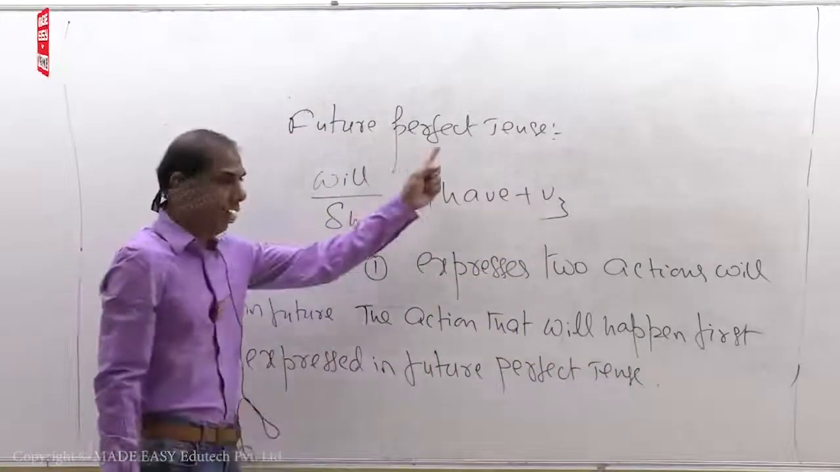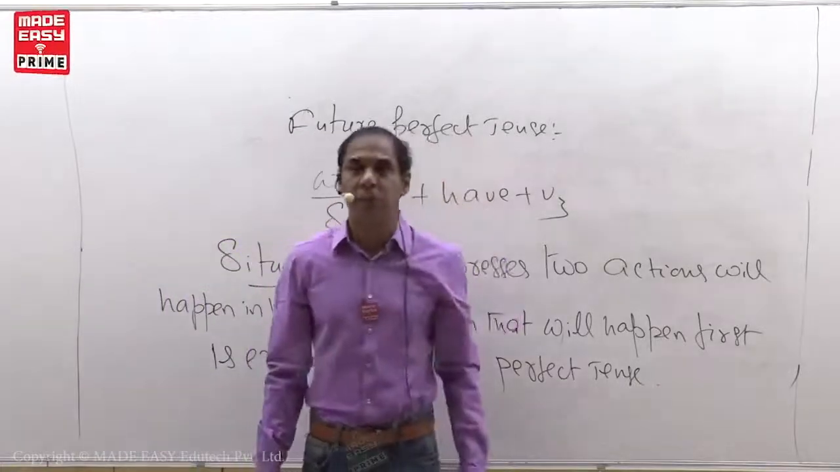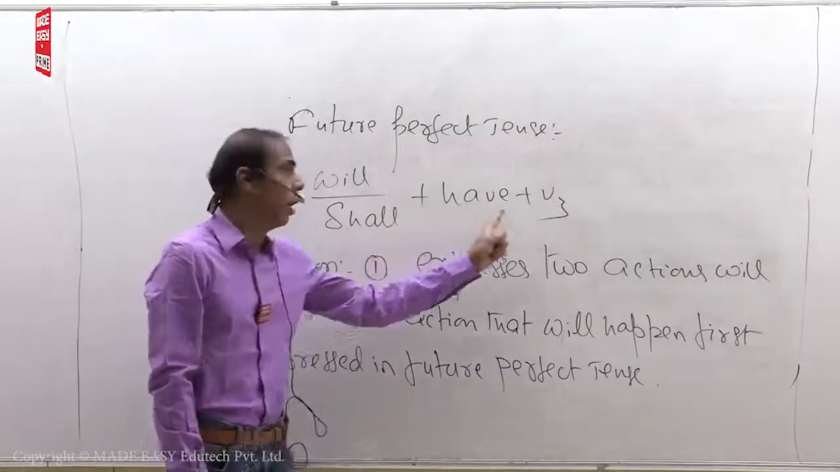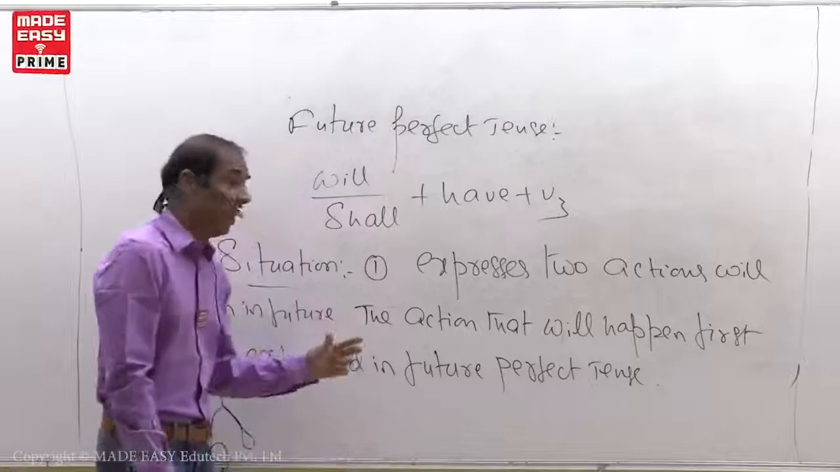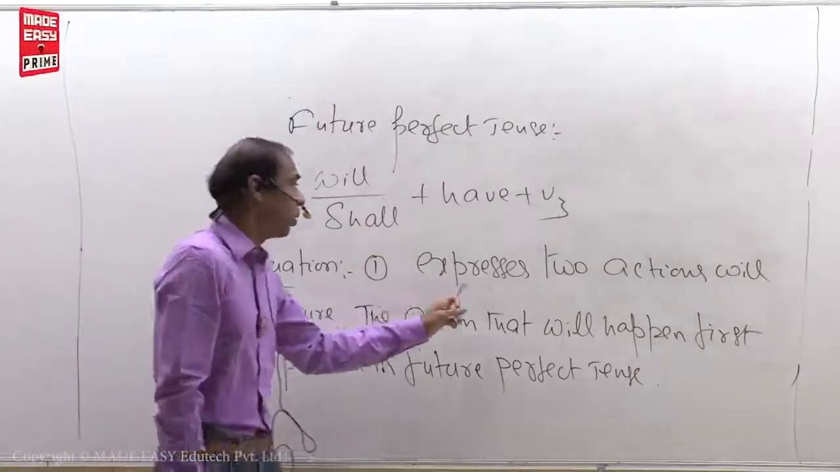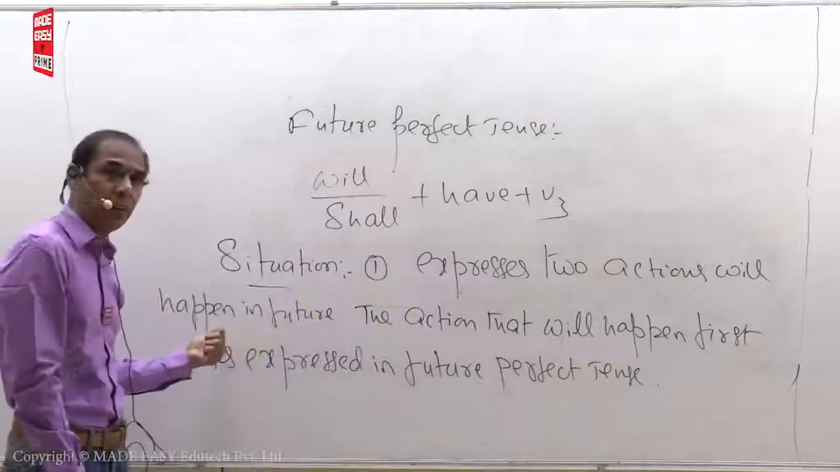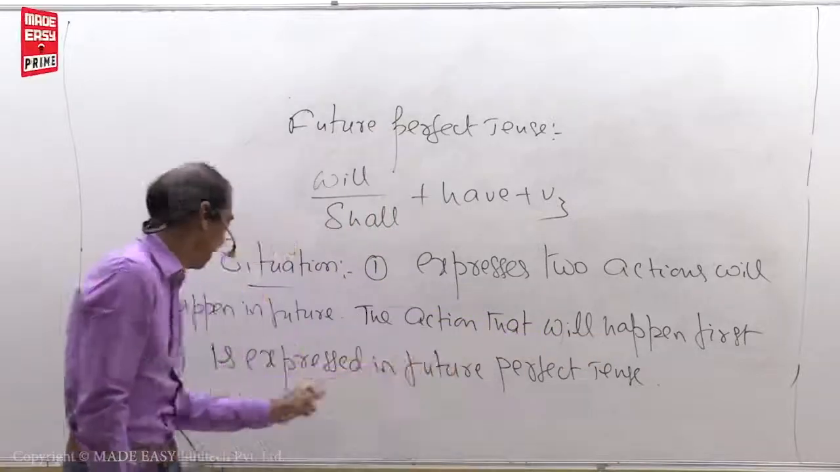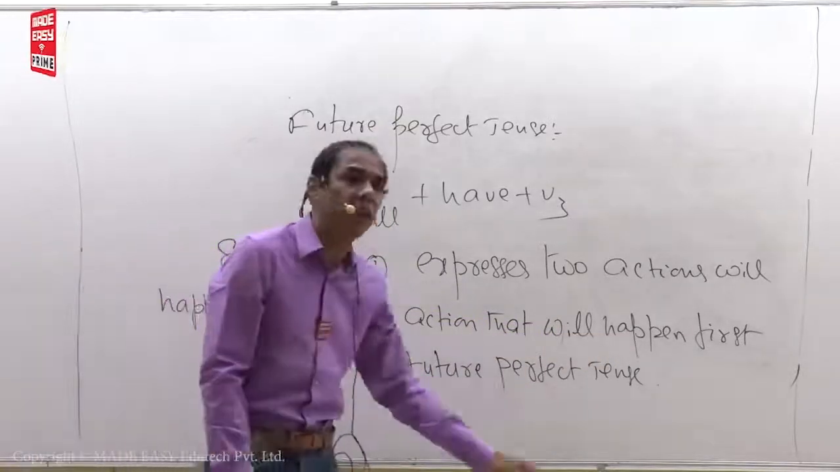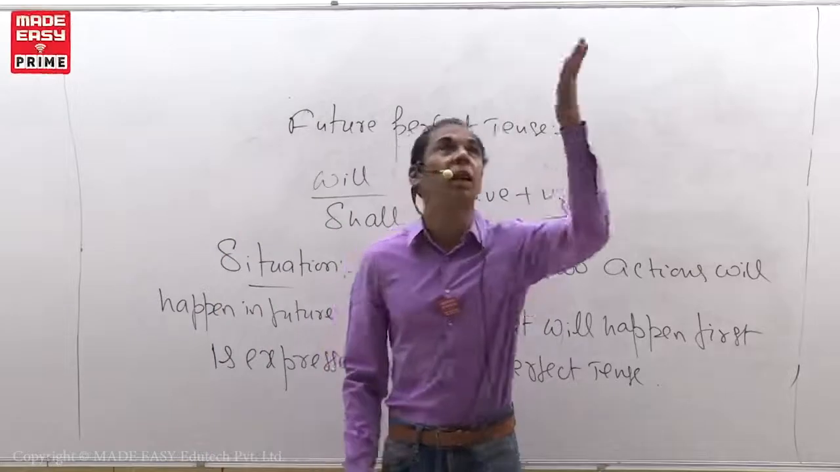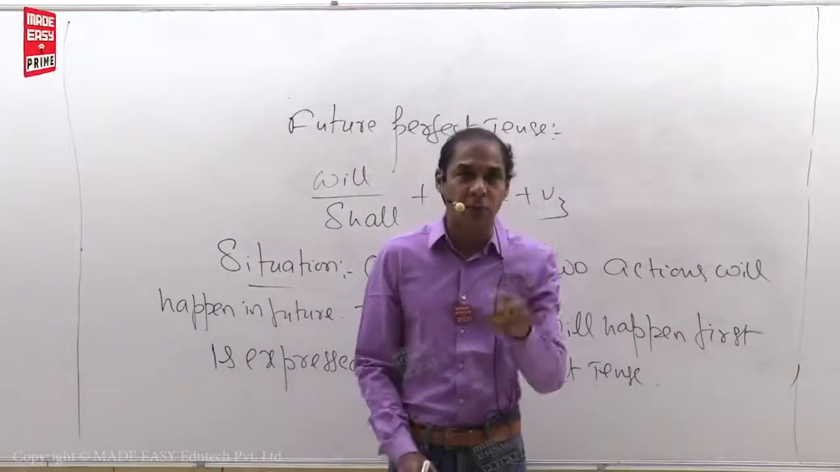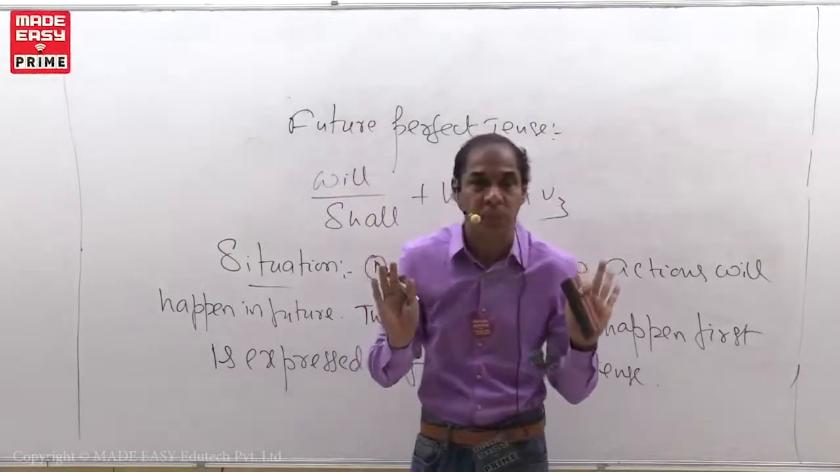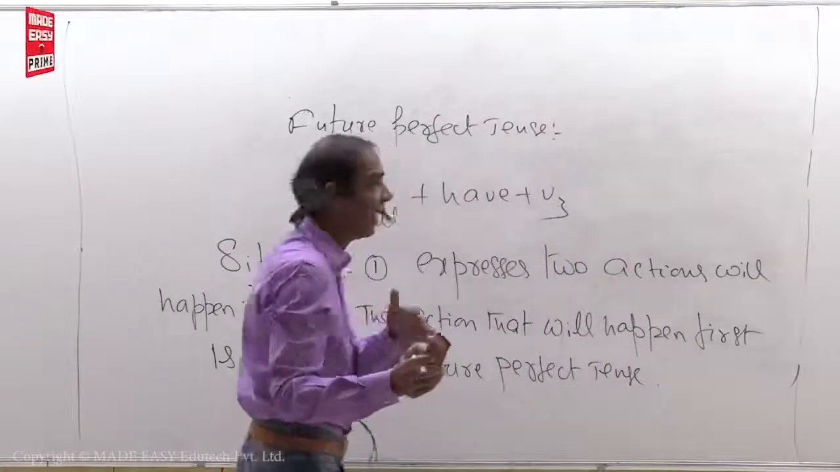What is future perfect tense? First let us take the formula: will or shall plus have plus V3. Then what is future perfect tense? Expresses two actions will happen in future. The action that will happen first is expressed in future perfect tense. It means two actions will happen in future. In these two actions, what is the action first going to happen? That is to be expressed in future perfect tense. I'll explain now with an example.